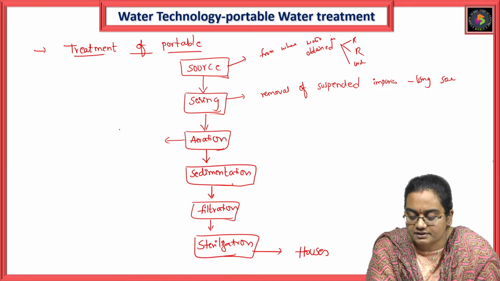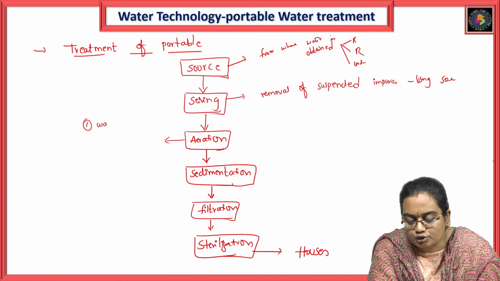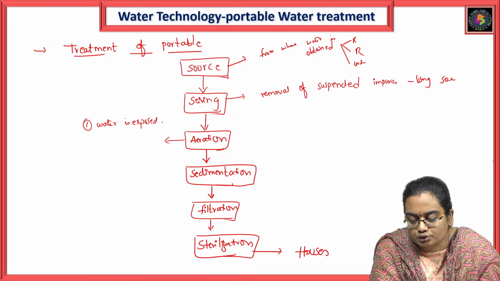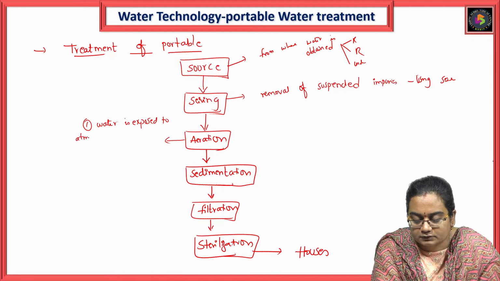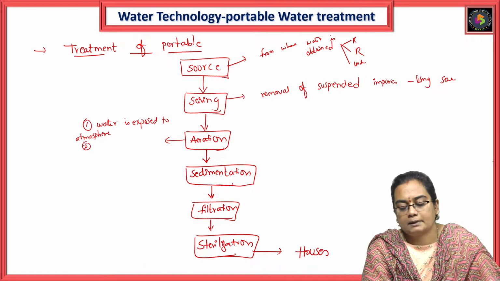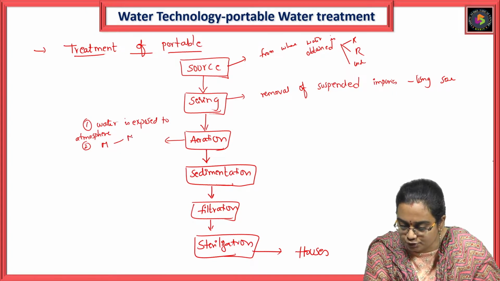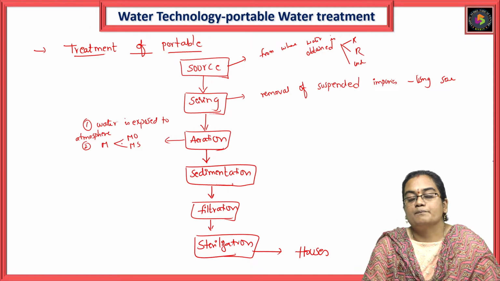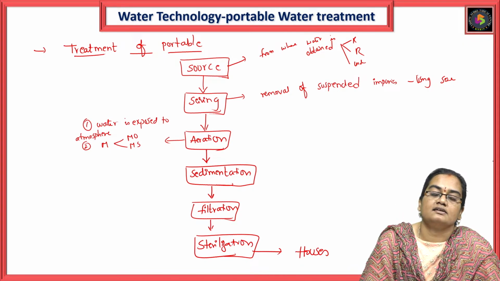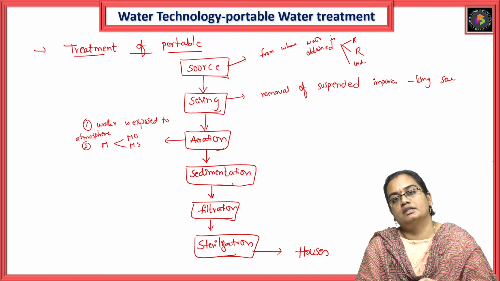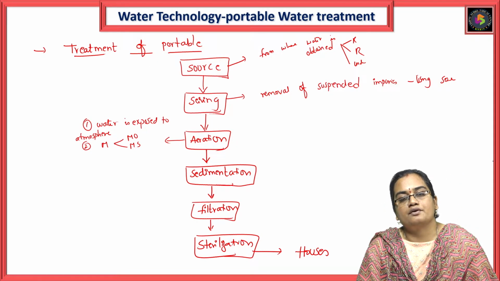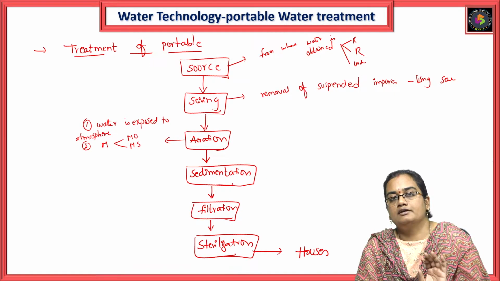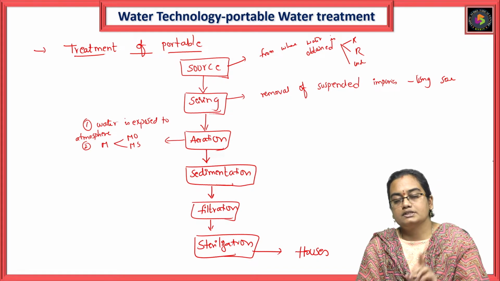So in aeration, what is the first step? Water is exposed to atmosphere. After exposure to atmosphere, what will happen? Metal gets converted into metal oxide, or it may be metal sulfates, or it may be any other compound. That means the unstable form of metal gets converted into stable form by reacting with the atmospheric gases, with which we can remove the dissolved metals present in your water. So that is your second step.